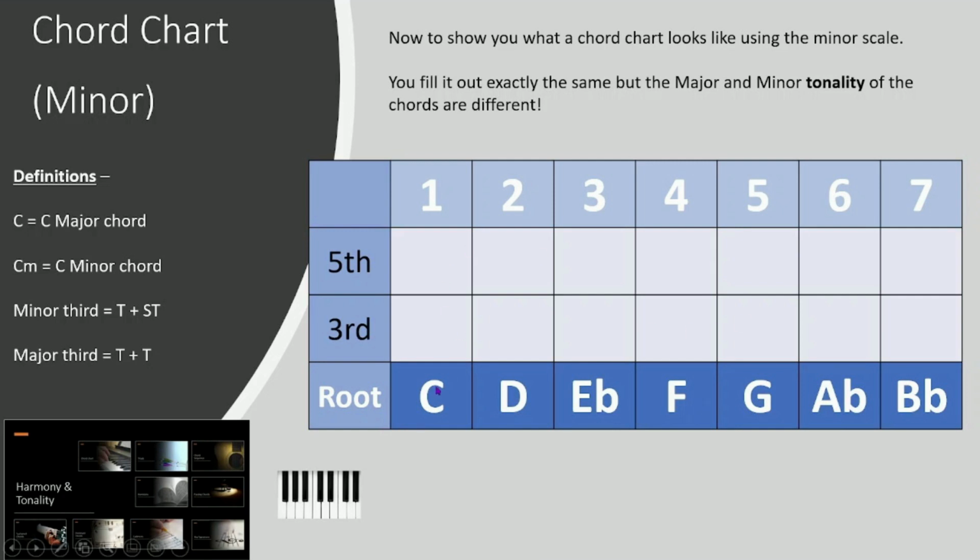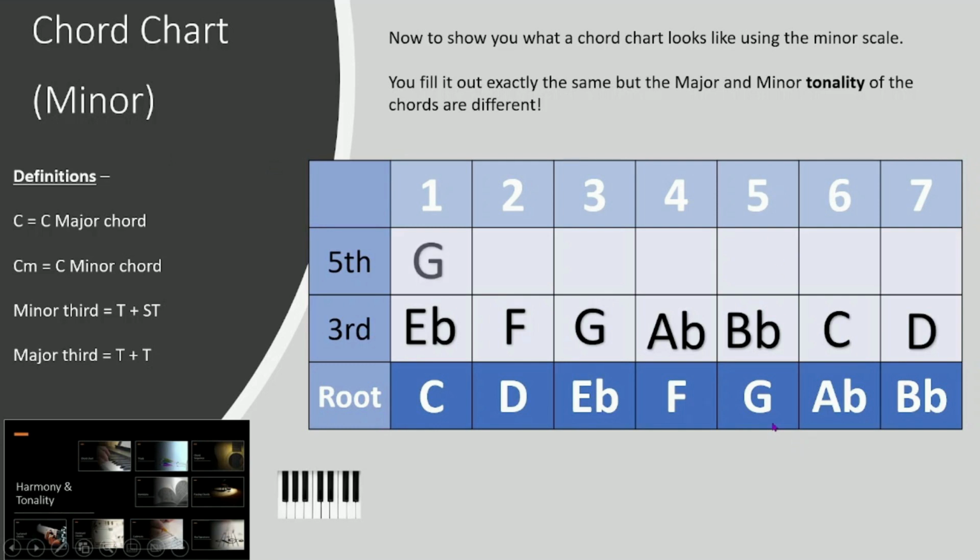Third above C, look at column 3, what's at the bottom? Oh, E flat, boom. Following the row along, F, G, A flat, B flat, back to the beginning, C, and then D. 5th, column number 5, what's at the bottom? Oh, G. And fill out the rest of the row. What's after G? A flat. After A flat, B flat. Back to the beginning, C. After C, it's D. After D, it's E flat. After E flat, it's F. That gives us our complete chord chart.